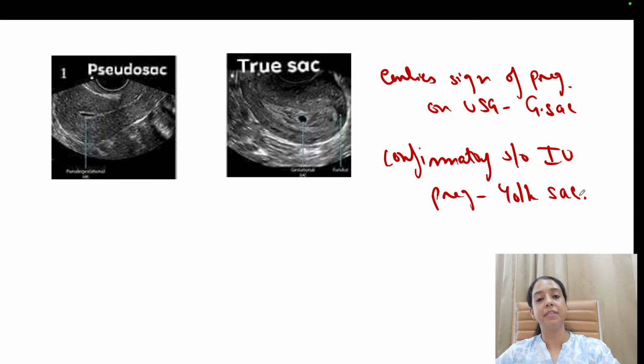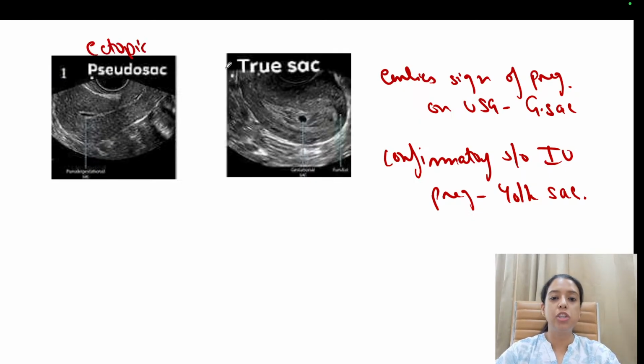Yolk sac is a confirmatory sign that the pregnancy is inside the uterus, not GSAC. Why? Because there is also an entity named pseudo-GSAC, which happens in ectopic pregnancy. That is why just seeing GSAC doesn't mean the pregnancy is inside the uterus.